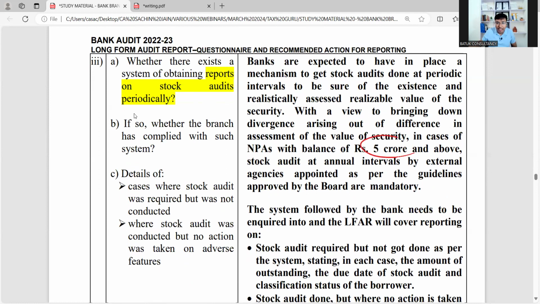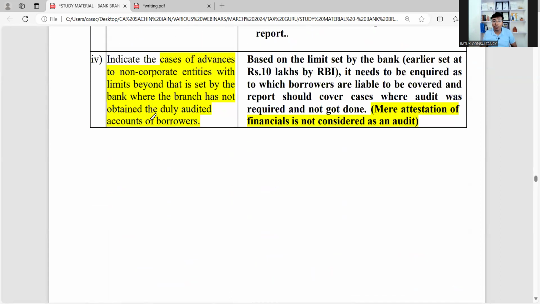If the loan is more than 5 crore rupees, in that case there is a requirement of stock audit. So we need to confirm that the stock audit report is here in the file, and we need to observe the comments provided by the stock auditor.